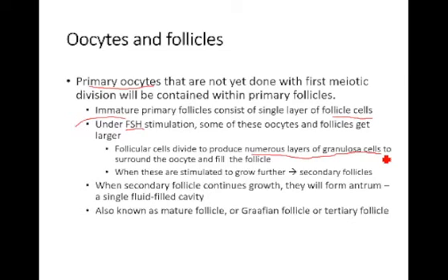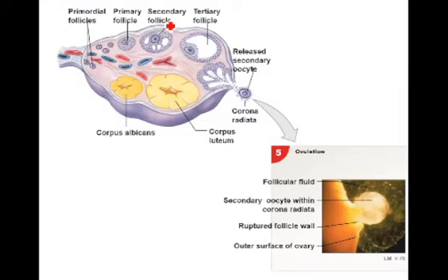So only when the follicles and oocytes grow to a certain size, okay, then the granulosa cells will be seen. And then these cells will just surround the oocyte and fill the follicle. What does it mean by fill the follicle? We can look at here. So that is the primary oocyte and primary follicle. And then under the FSH stimulation, they will just gradually grow bigger and bigger.